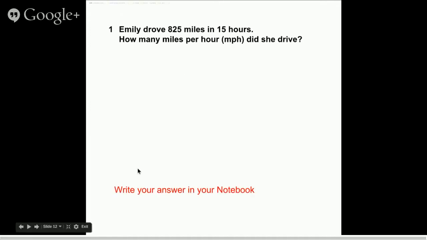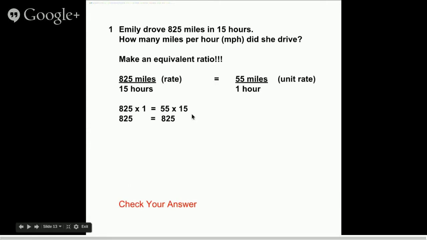I want to know how fast Emily drove. She drove 825. Whoa, that's a long time. 15 hours. How fast did she go? Go ahead and pause it. All right. So you find the unit rate, and it's 55 miles per hour. Or you could also do a cross product. Find it that way.